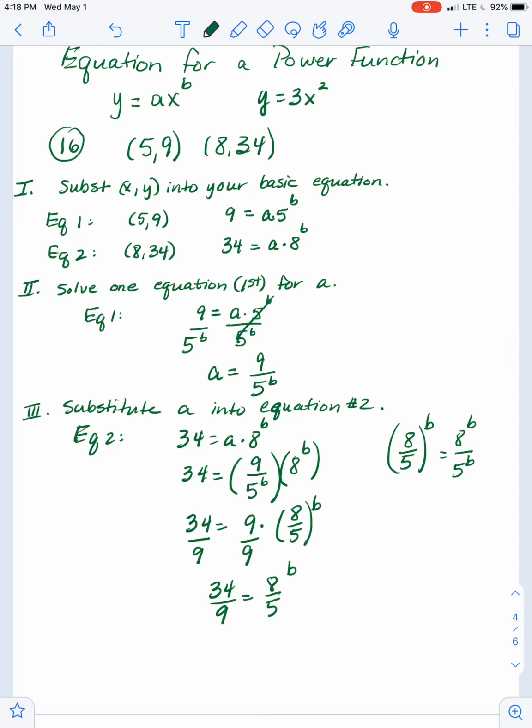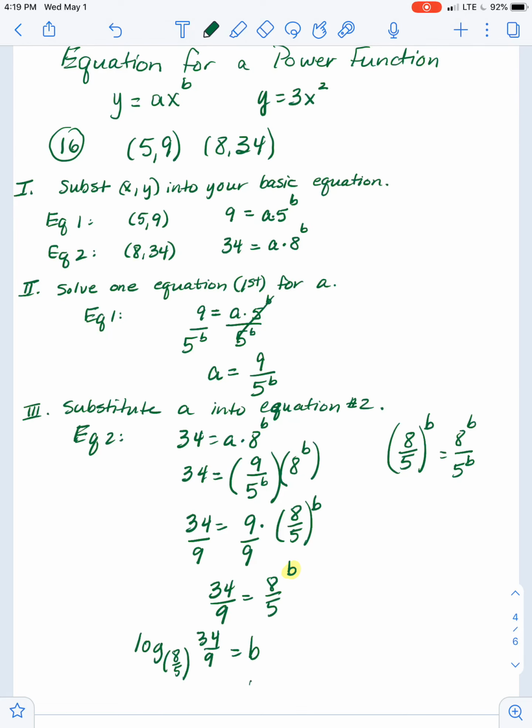Once you get down to this point, anytime we want to solve an equation in which the variable is in the exponent, which is what this is, we want to do the log. So that would be log base 8 over 5 of 34 over 9 equals b. These are some weird numbers.